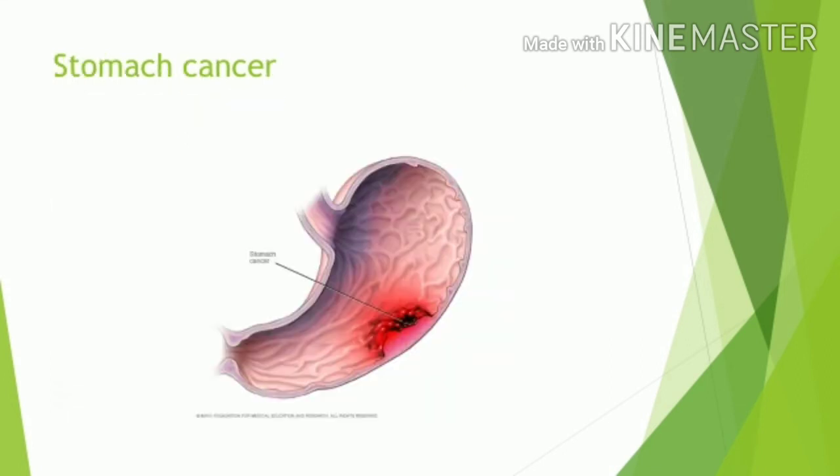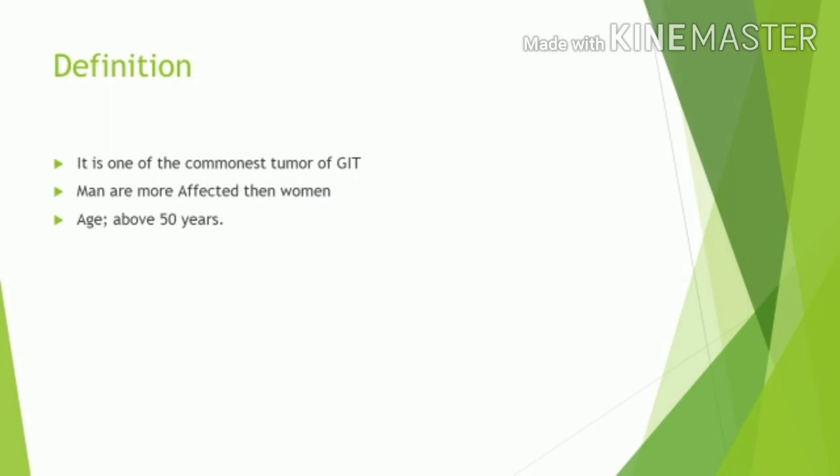Stomach cancer. Definition. It is one of the commonest tumors of the GIT. Men are more affected than women. Age above 50 years.